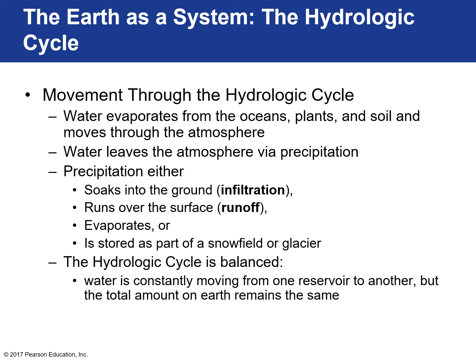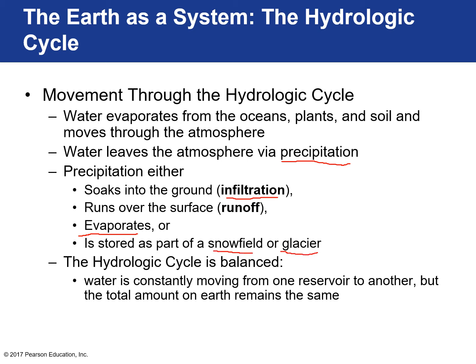So the hydrological cycle basically shows how water moves through all these different reservoirs. Water evaporates from the oceans, plants transpire water, and water evaporates from soil and moves up into the atmosphere. And water leaves the atmosphere via precipitation, so that's either snow or rain or sleet. Precipitation then soaks into the ground and becomes part of the groundwater reservoir through infiltration. It can run off the surface of the landscape, which we call runoff. It can also evaporate back into the atmosphere, or be stored in a snow field or glacier.